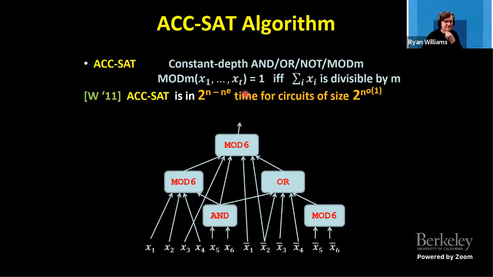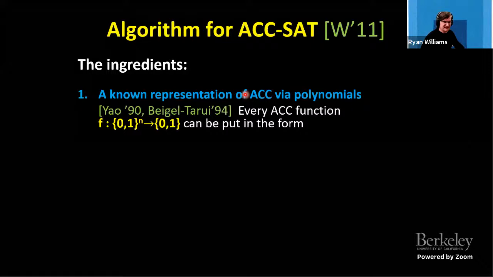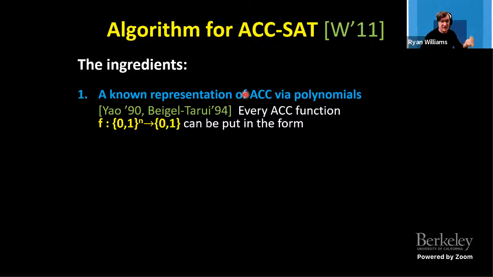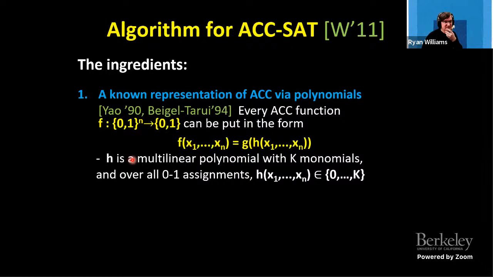So the ingredients were a known representation of ACC via polynomials. Everyone believed that there should be lower bounds for ACC because of a certain representation, and people are still trying to prove lower bounds because of this nice representation theorem. It goes back to the early 90s. It says that every function computable by an ACC circuit, from bits to a bit, can be represented as a G of H, where H is some multilinear polynomial, so it has no squares. It has K monomials, where K is some quasi-polynomial in N.